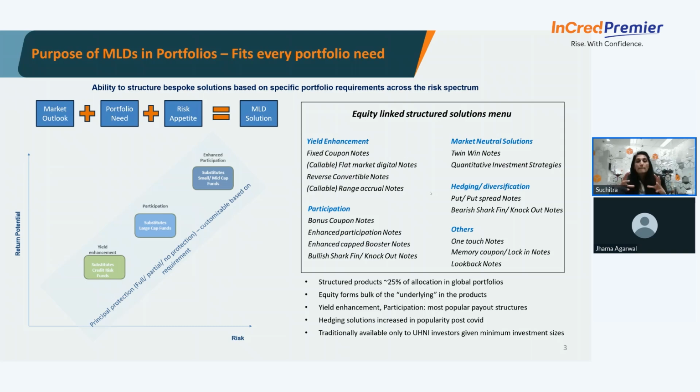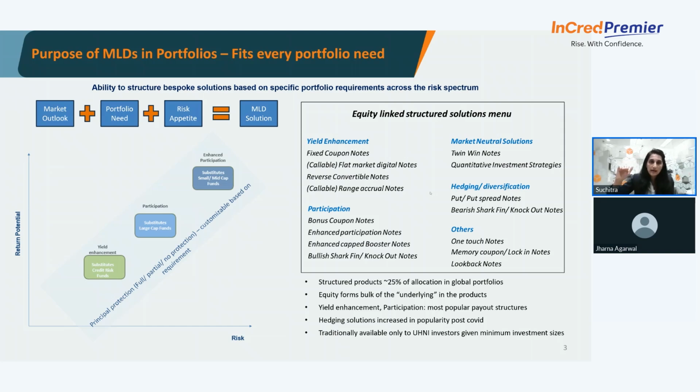Now, the box on the top right over here shows you some of what we like to call a menu card of solutions. This is obviously not an exhaustive list, because these are just common structures that are traded in the global markets for different kinds of solutions. I won't go through each one of them. Let's go through one example in each of the categories.